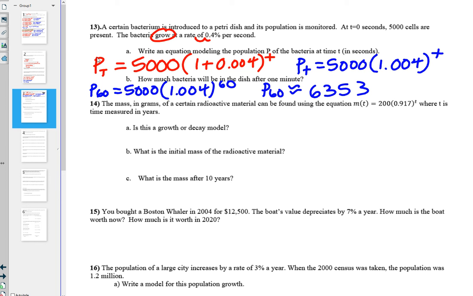Number 14, I'm not going to do the whole thing, so let's just do A and B, because the nice thing about 14 is it's already been modeled for you. But I like A and B because it makes sure you understand what goes where. Is this an example of growth or decay? Okay, somebody not named Ann, tell me why is that a decay? She's right. She told me it's a decay. But why? Somebody tell me why that's a decay.